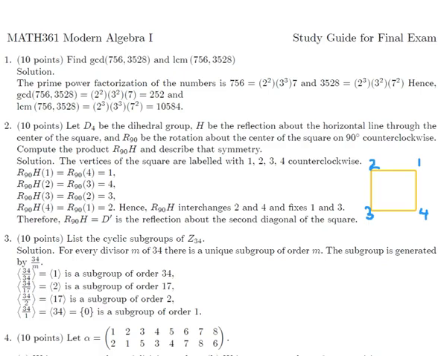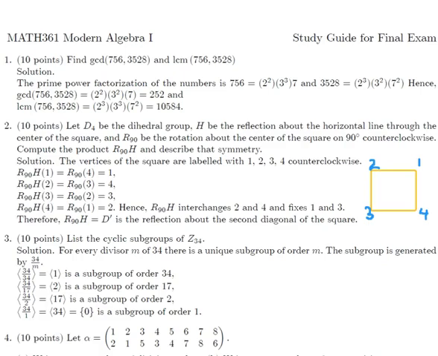We label the vertices of the square in counterclockwise direction, like this, and then R90H acts on 1. H acts first on 1. H is the horizontal line reflection, so 1 will go to 4. So H of 1 is 4, we can replace here H of 1 with 4. And then R90 acts on 4. R90 is counterclockwise rotation, so 4 goes to 1 under R90.